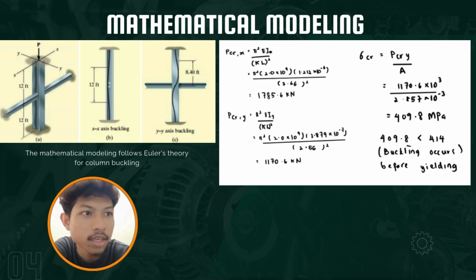As you can see here, we get the stress is 409.8 megapascal, which is lower than the yield stress. So we can assume that the buckling occurs before yielding.